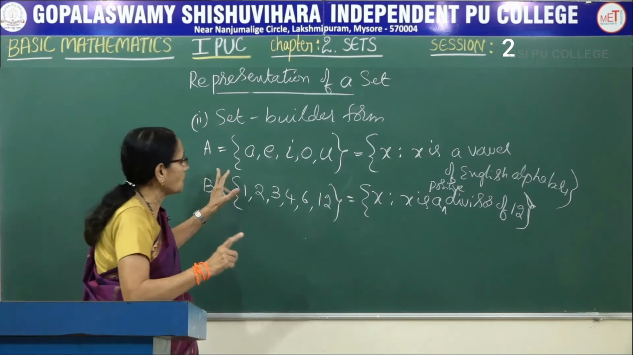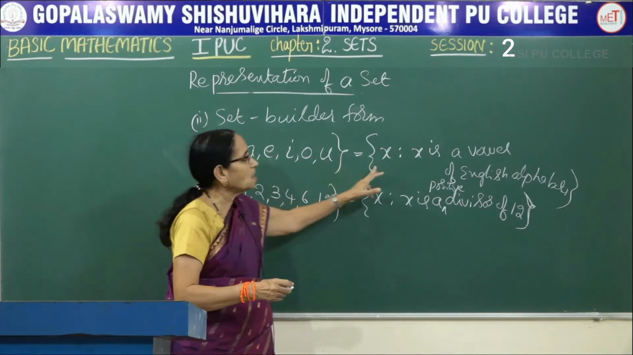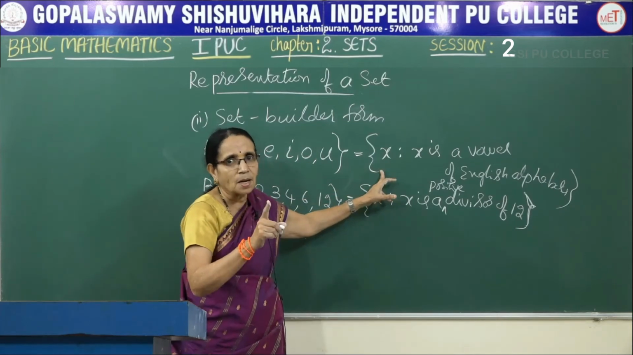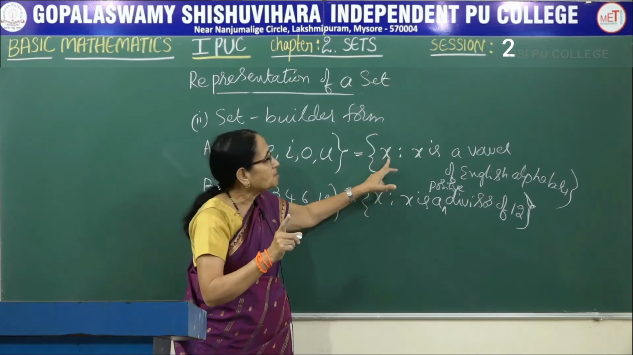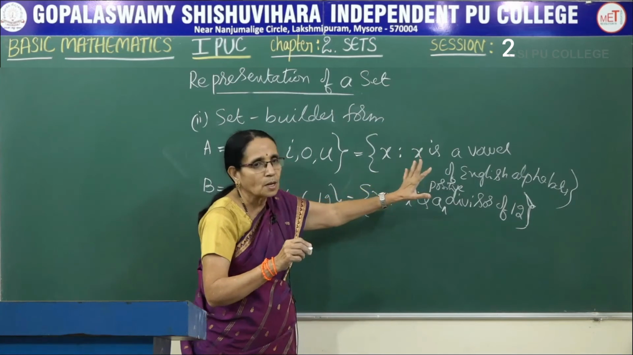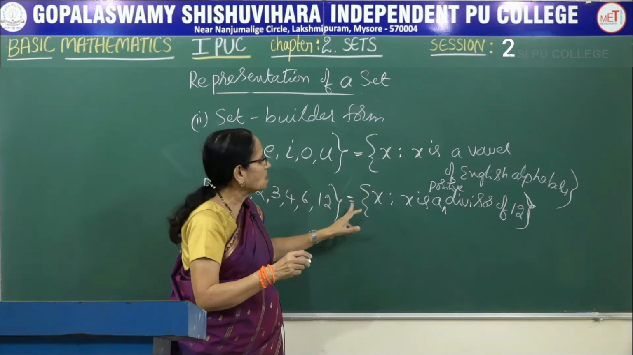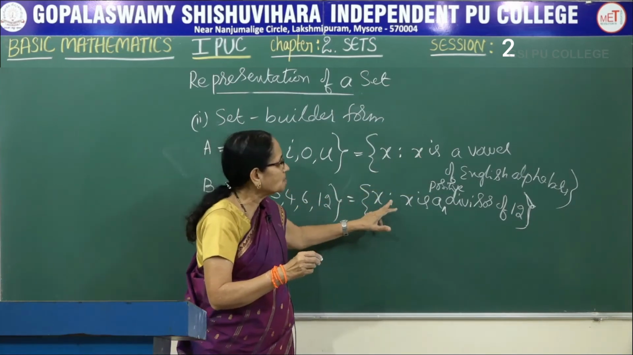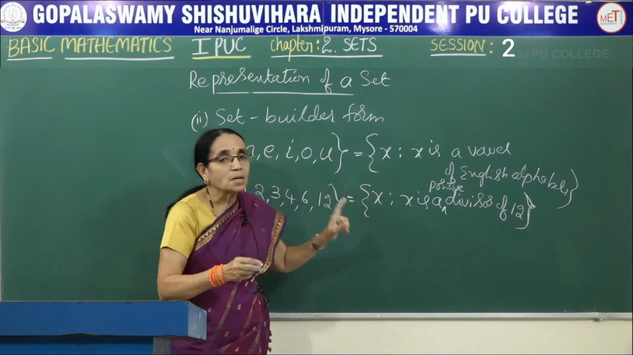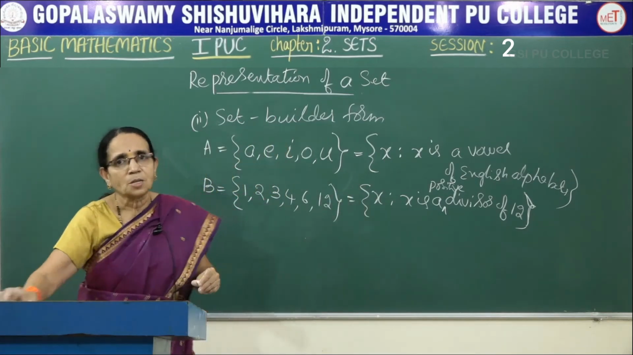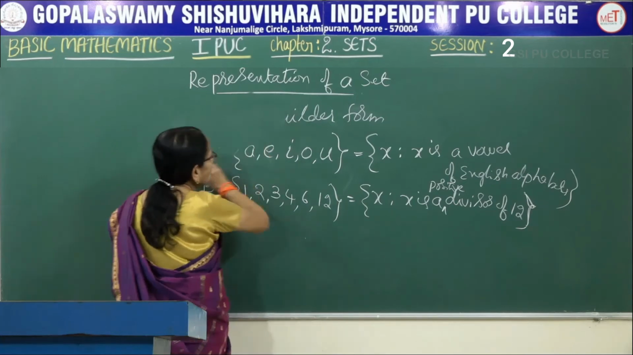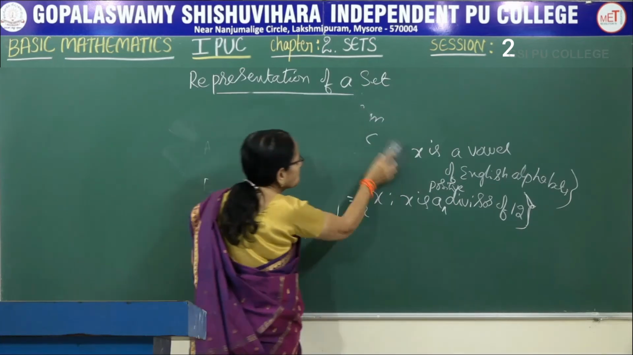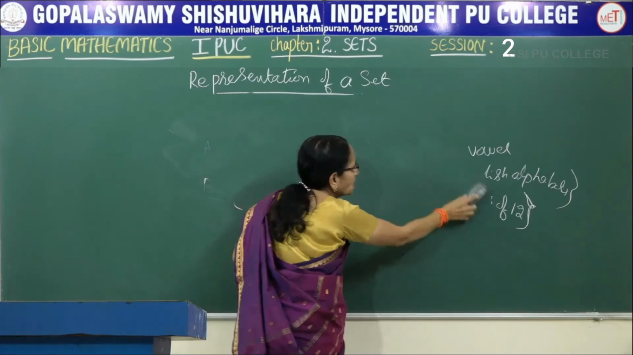But how do you read this one? A is a set containing all x such that x is a vowel. B is a set containing all x such that x is a divisor of the number 12 here. Now, you need not write positive, x is a divisor of the number 12.